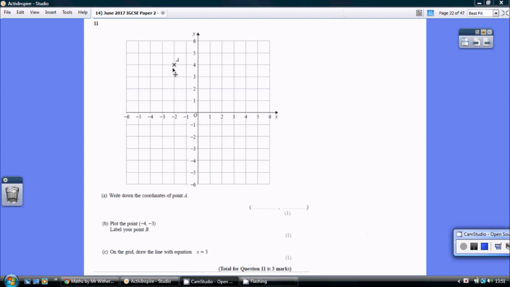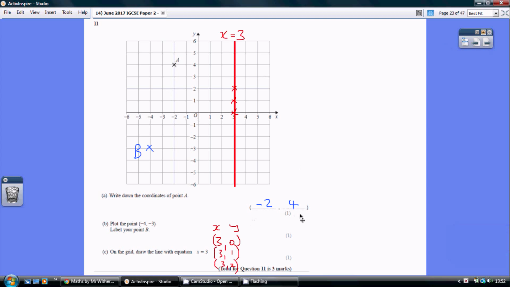Question 11. Well, this coordinate is 2 along the corridor to the left, and then 4 up the stairs. So that's -2, 4. Then part B, we've got to plot the point -4, -3. So the first one is for the x coordinate to the left, because it's a minus. So 4 along to the left, then we're looking at the y coordinate. Well, we're going down because it's a minus, so down to -3. So -4, -3, that's where B is.